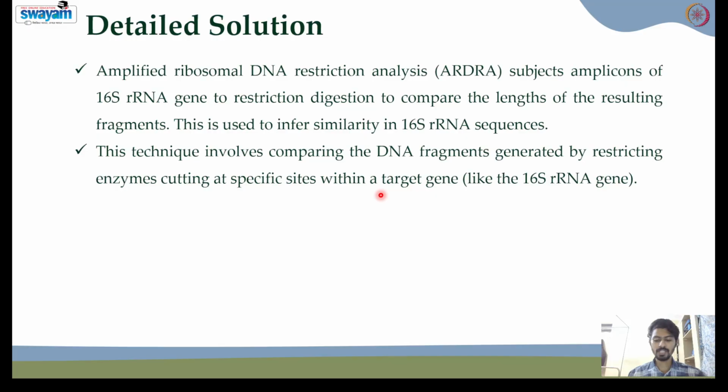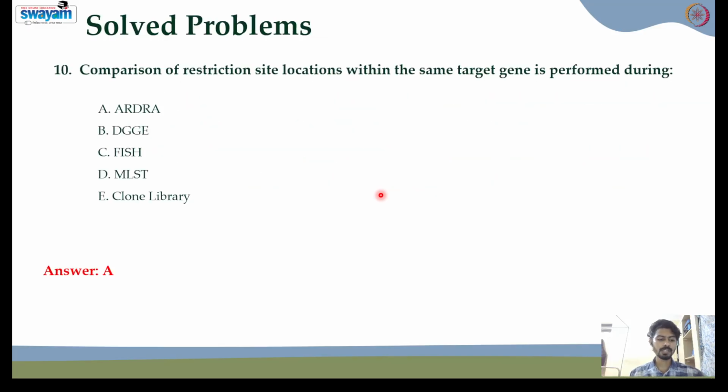So option A is correct, whereas option B separates the DNA fragments based on their size and melting point. So it does not separate based on restriction site location. Though it can analyze the DNA fragments generated by restriction enzymes, the primary focus of DGGE is melting point differences rather than the restriction site. That's why option B is incorrect.